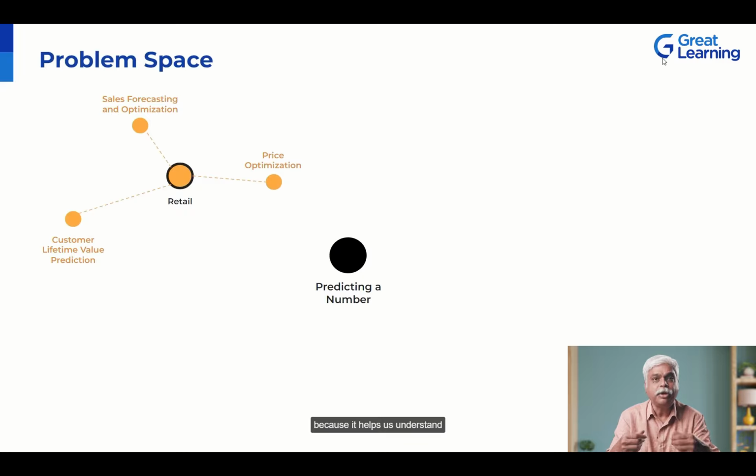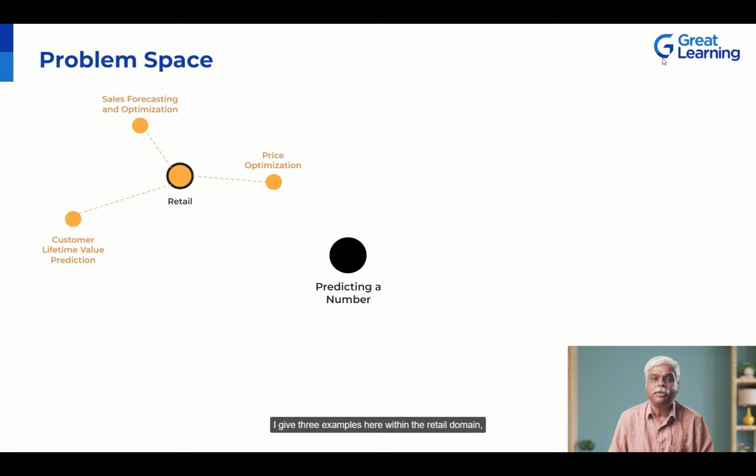business setting because it helps us understand what are the variables we are predicting, what is the number we are looking at, and what else should we look at in order to be able to predict that number. In practice, it is almost always the case that we do not use one regression. We use many regressions within the same problem space to understand different aspects.